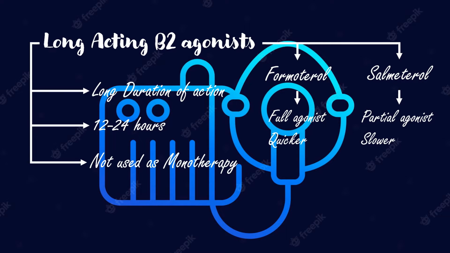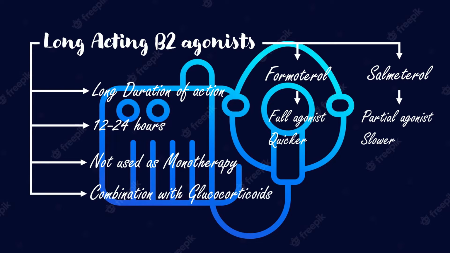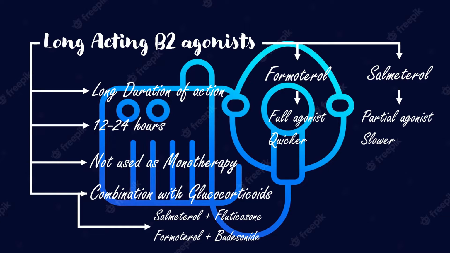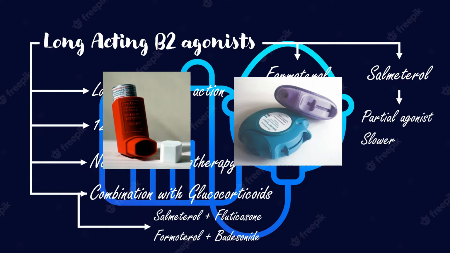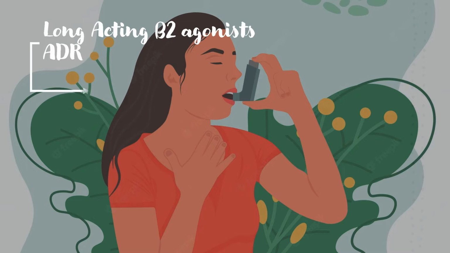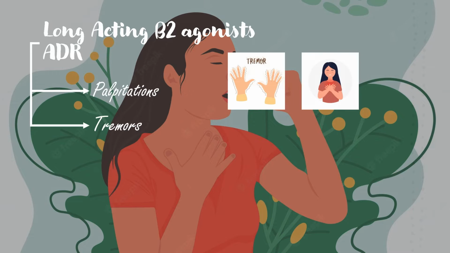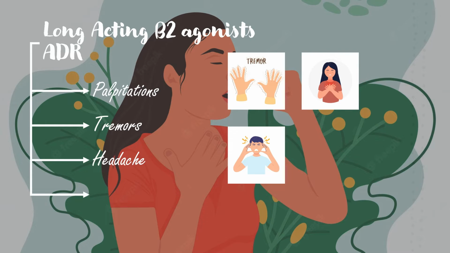Long-acting beta-2 agonists are not used as monotherapy. These are used as maintenance therapy for asthma and COPD in combination with glucocorticoids. For example, salmeterol with fluticasone and formoterol with budesonide. Route of administration is metered dose inhaler, dry powder inhaler. There are some adverse effects such as palpitations, tremors, headaches, and metabolic effects.